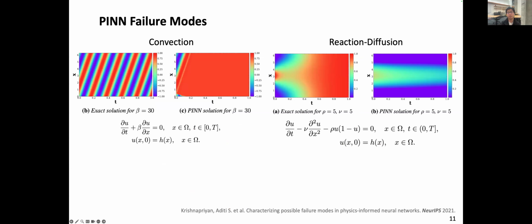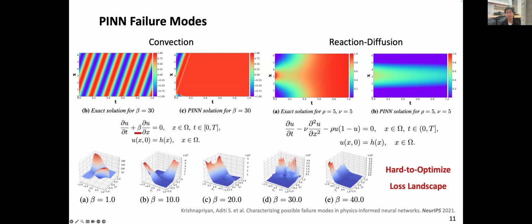From experimental practice, researchers found that PINNs may fail in some quite simple equations, such as convection and reaction-diffusion equations. Here, the left part is the ground truth solution, and the right part is the PINN solution. Because the solution field is quite smooth and seems easy to fit for a neural network, the PINN still presents a failure mode. It cannot catch the errors in the field.